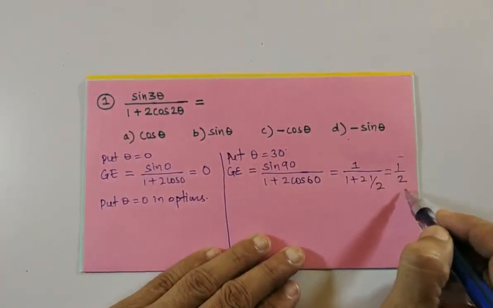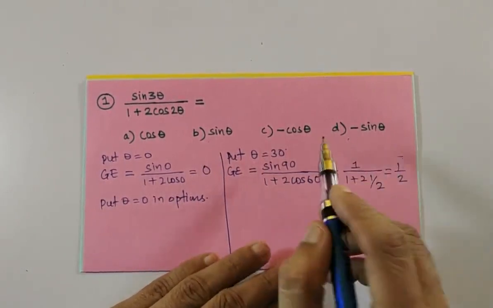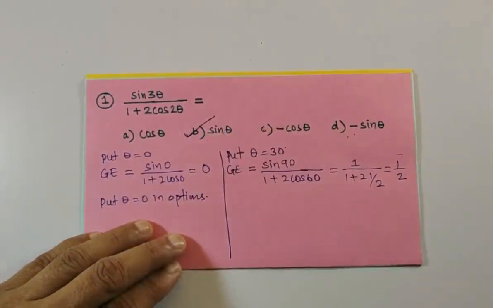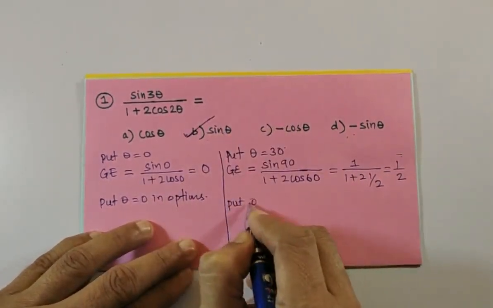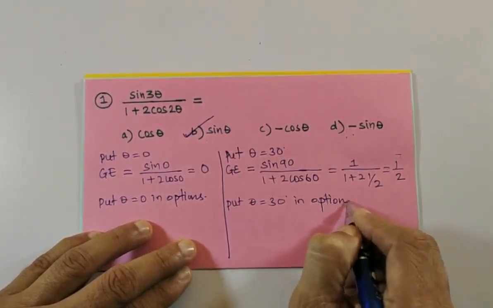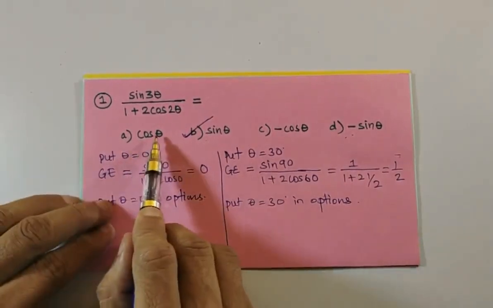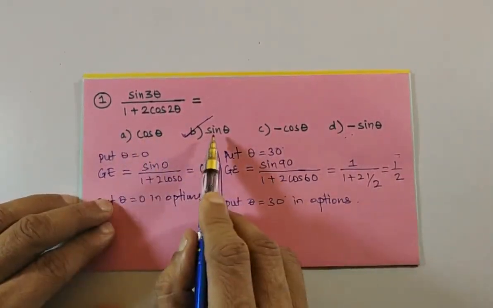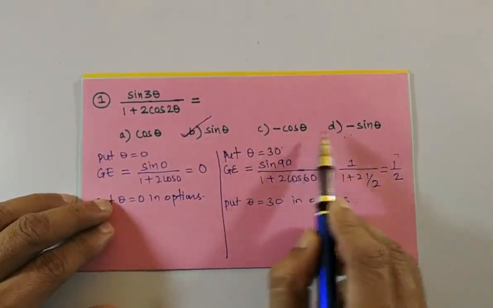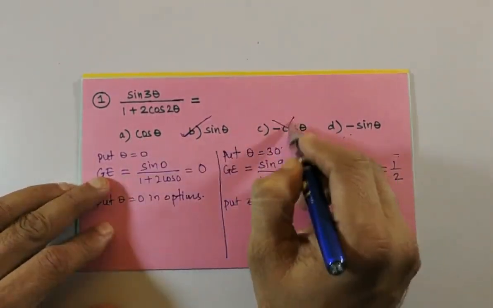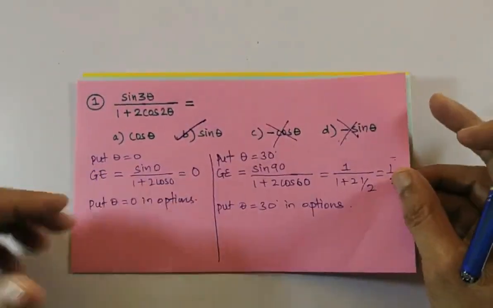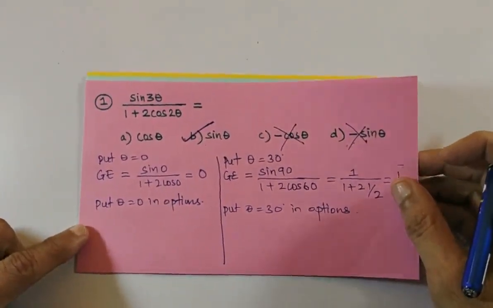So here the answer I have got is positive, which means the negative options are not the answer. Or you can put theta equal to 30 in the options. Cos 30 is root 3 by 2, so this is not the answer. Sine 30 is 1 by 2, this may be the answer. If you substitute 30, these two will be negative, so these will not be the answer. So option B is our answer. Within 2 seconds, you will be able to have the answer.